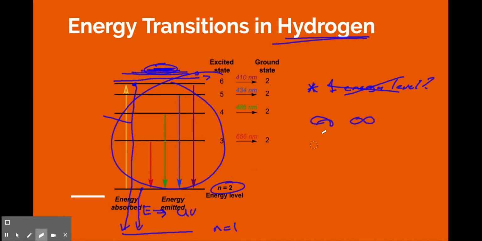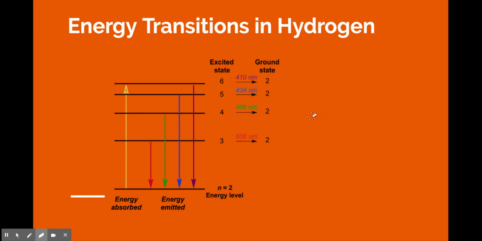You could say it has infinite energy levels if you really want to get ridiculous about it. But for all intents and purposes, once you get past the seventh and eighth one, you're really talking about energy levels that are right on top of each other. I like to talk about these energy levels.